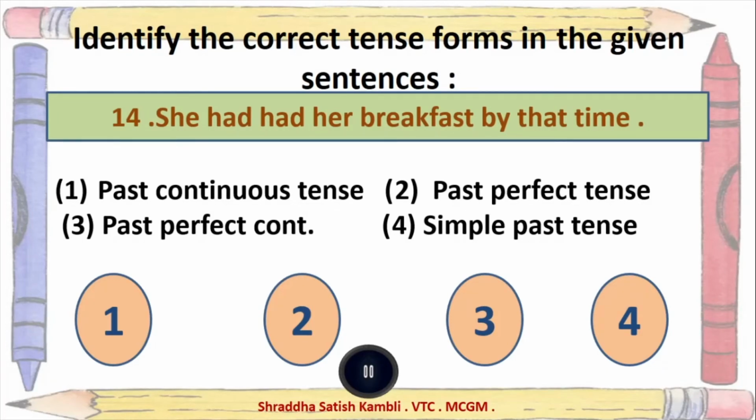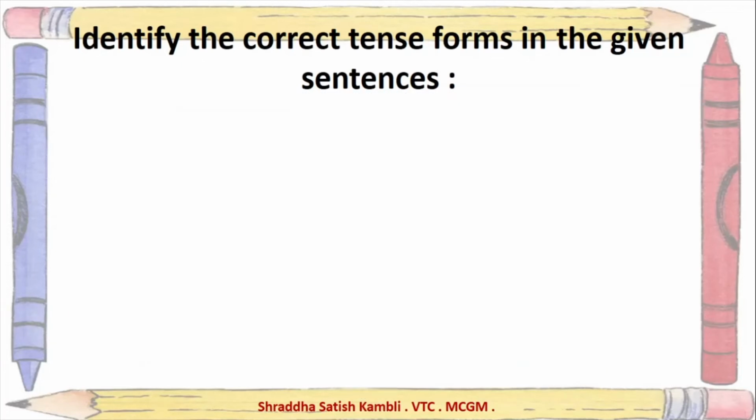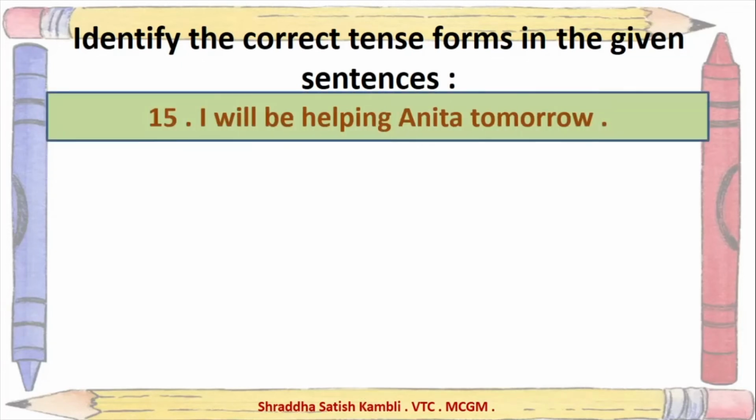And the answer is option number 2. Past perfect tense. She had had her breakfast. Okay, so that is past perfect because one had is the verb and the other had is showing the form. Coming to the last example here in this pattern, I will be helping Anita tomorrow.